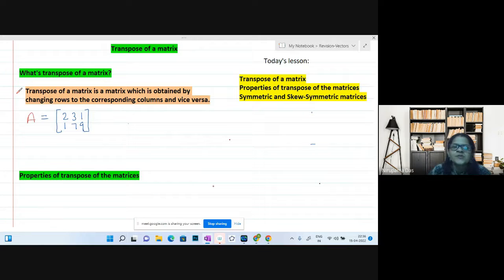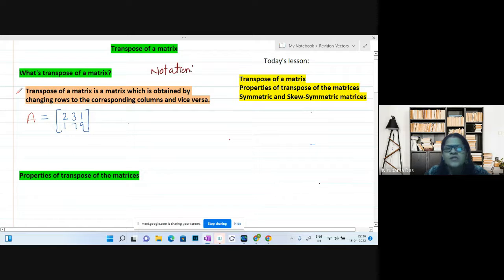So what is transpose of a matrix? As you can see here, already I have written: transpose of a matrix is a matrix which is obtained by changing rows to the corresponding columns and vice versa. So changing the rows of the matrix to the corresponding columns. In that process, columns will also be changed to corresponding rows. Like for example, A is a matrix here. Then how to write transpose of any matrix?